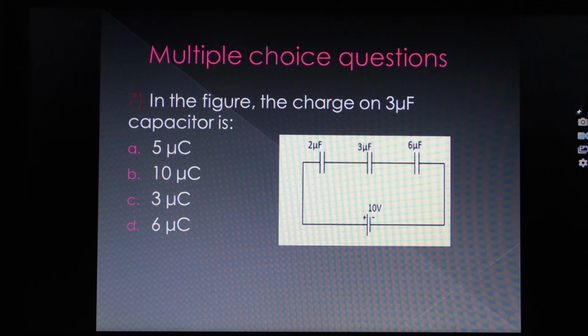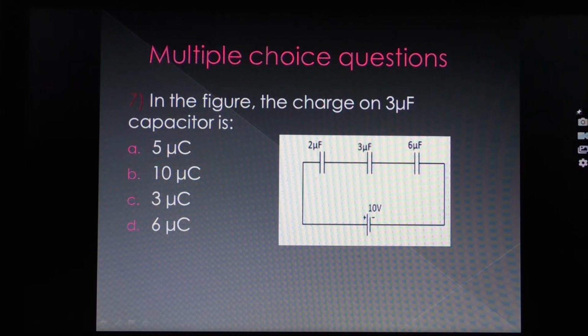In the figure, the charge on the 3 microfarad capacitor is: A. 5 microfarad, B. 10 microfarad, C. 3 microfarad, D. 6 microfarad. Okay, we are going to calculate charge, that is Q. You can see in the given figure, what is V? Yes, 10 volts. This is C1, C2, C3. And how are the 3 capacitors connected? Yes, these are connected in series combination.